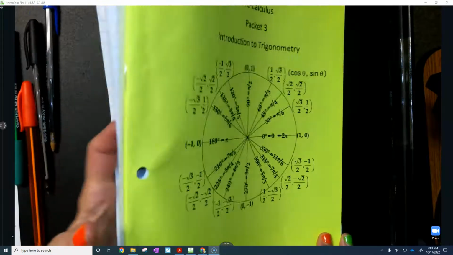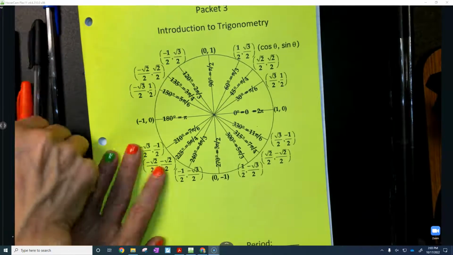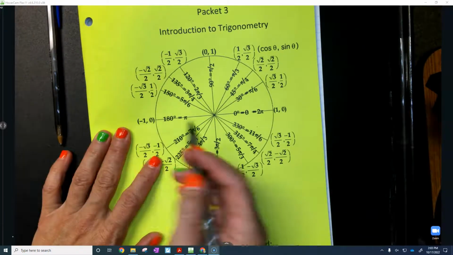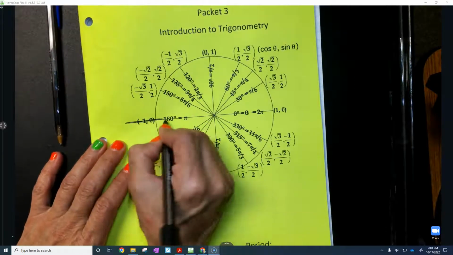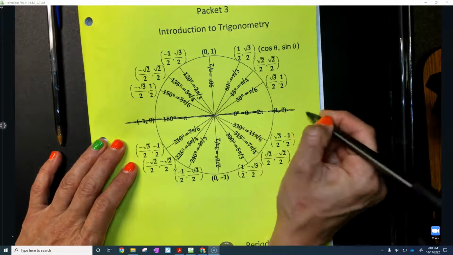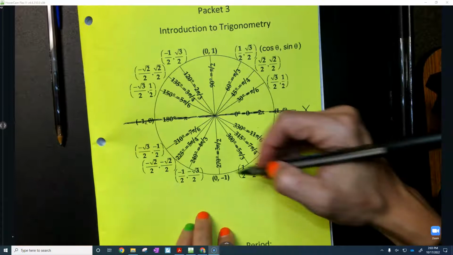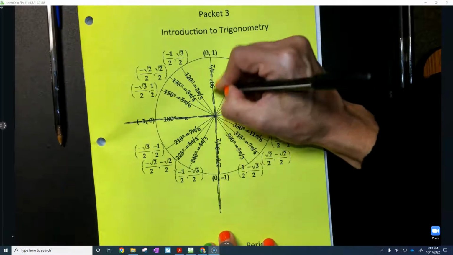We're going to start chipping away at this stuff. All right. So what I'm going to do, guys, is I'm going to kind of bold out the x and y axis. Do this with me. Kind of bold this out a little bit. Here's your x-axis. This is the y-axis.